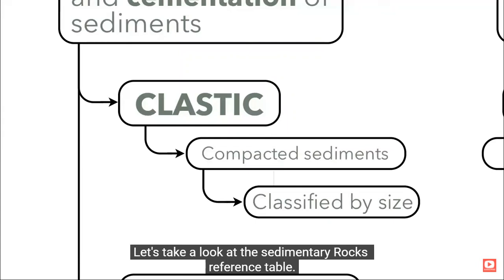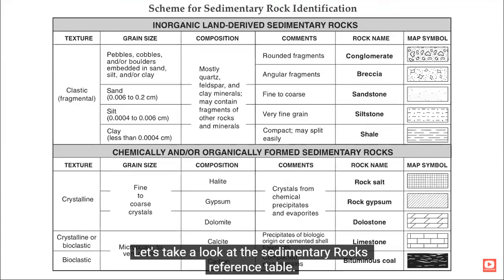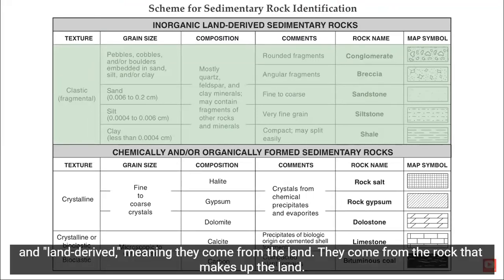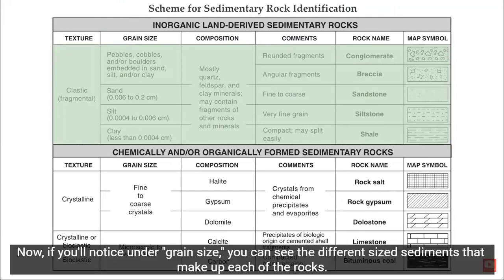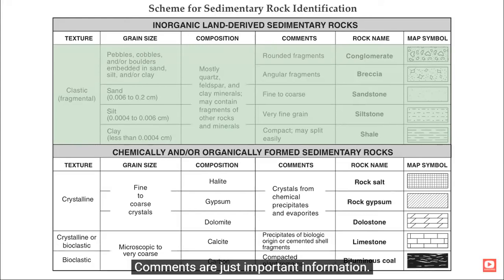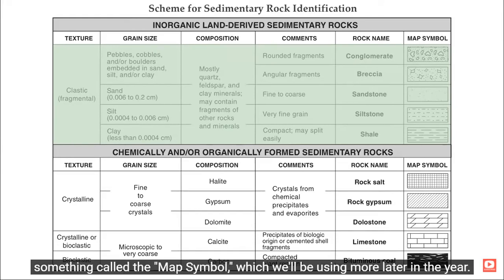Let's take a look at the Sedimentary Rocks reference table. Now, the clastic rocks are the ones that are on the top half. They are also referred to as the inorganic, because they don't involve any living materials, and land-derived, meaning they come from the land. They come from the rock that makes up the land. Now, if you'll notice under grain size, you can see the different size sediments that make up each of the rocks. Composition tells you what minerals you would expect to see. Comments are just important information. And then, of course, you have the names of the rocks and something called the map symbol, which we'll be using more later in the year.